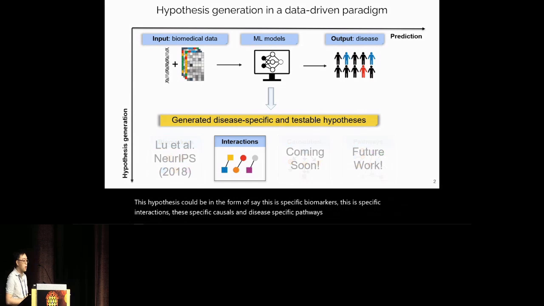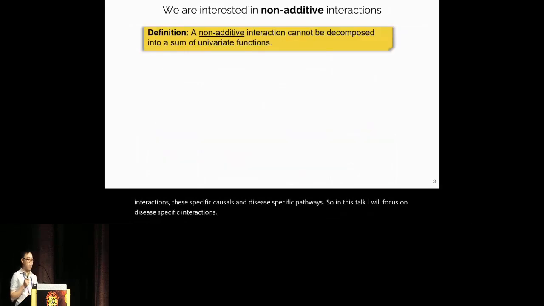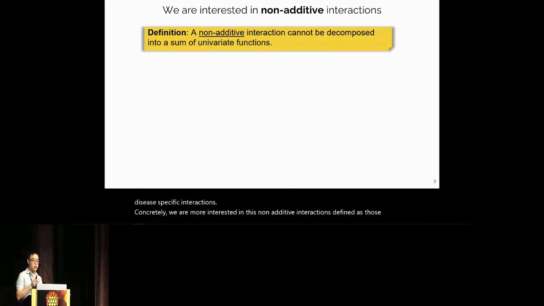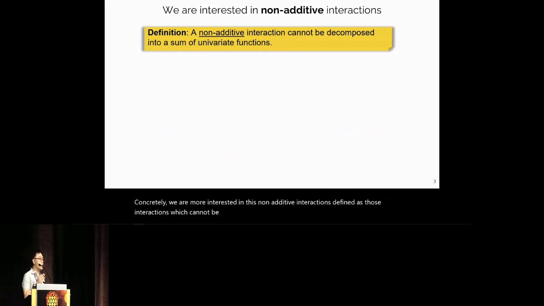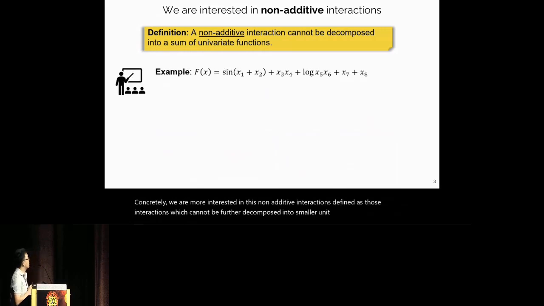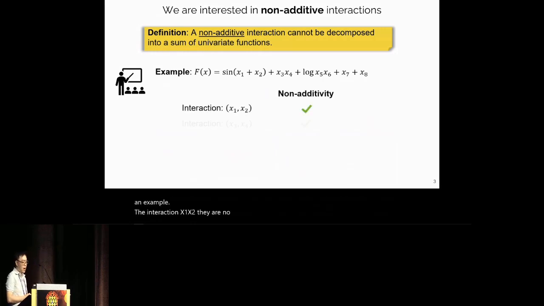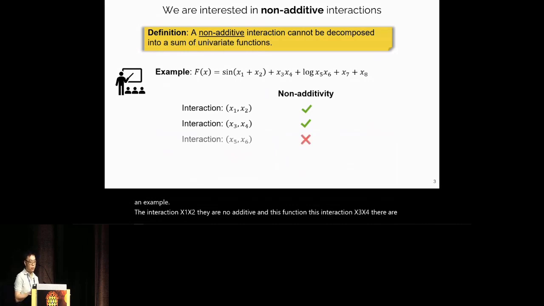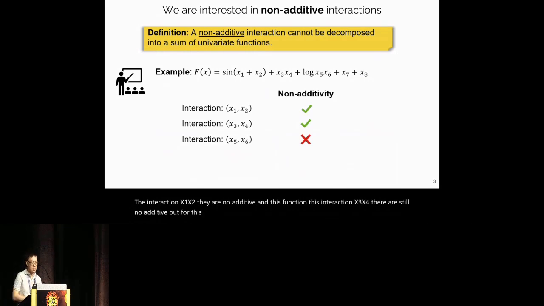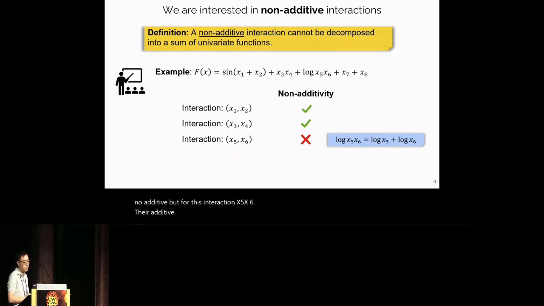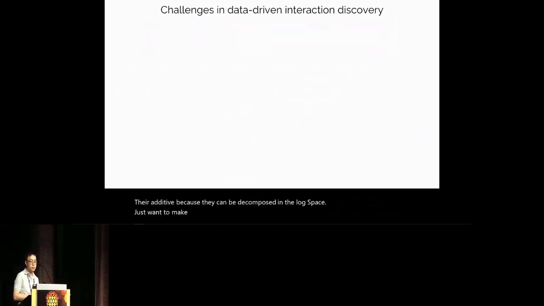This hypothesis could be in the form of disease-specific biomarkers, disease-specific interactions, disease-specific causals, and disease-specific pathways. In this talk, I will focus on disease-specific interactions. Concretely, we are more interested in non-additive interactions, defined as those interactions which cannot be further decomposed into smaller units. Using this toy function as an example, the interaction x1, x2 is non-additive. The interaction x3, x4 is still non-additive. But the interaction x5, x6 is additive because it can be decomposed in the log space. Just want to make sure we are on the same page.